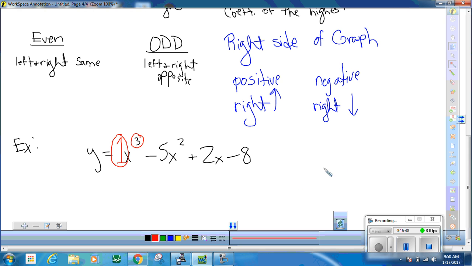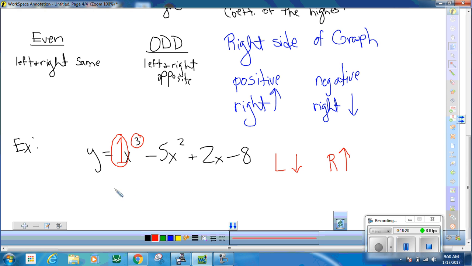My leading coefficient is positive, which tells me that my right arrow is going up. Positive, right arrow going up. Negative, right arrow is going down. Now to figure out what my left arrow is doing, I look at the degree. The degree is odd. That tells me that the left and right arrows should be going in opposite directions. So since right is going up, left should be going down. So always figure out what your right side of the graph is doing, then you can determine what your left side is. Don't forget formal notation for this.